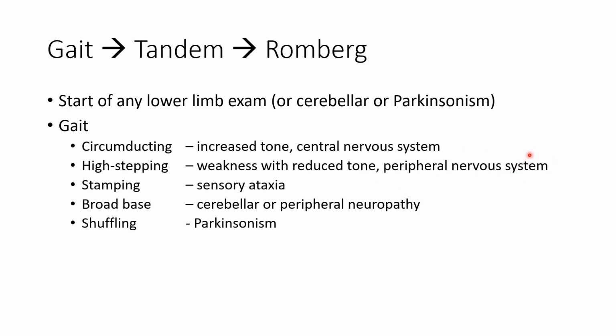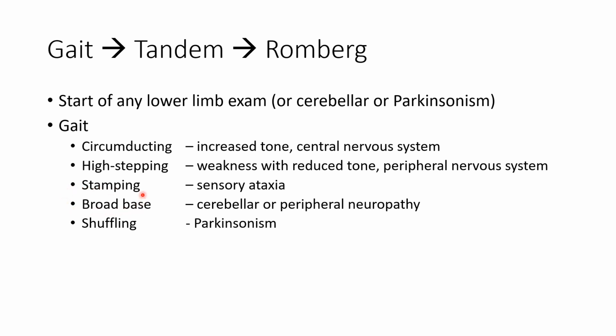with weakness of the distal muscles. Someone might also have a stamping gait. It might be that someone has a sensory ataxia where they don't have clear joint position sense. So they're having slight difficulty working out exactly where the ground is, and so you might have a stamping gait in a sensory ataxia.